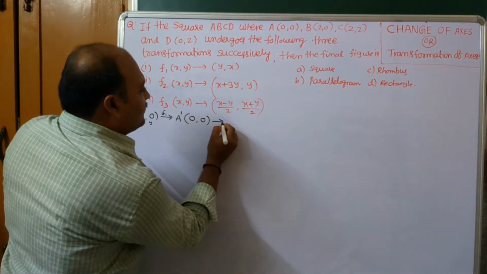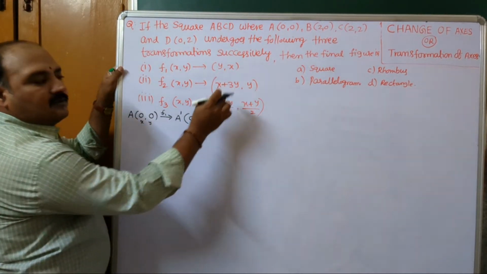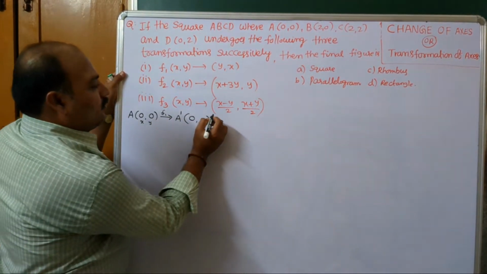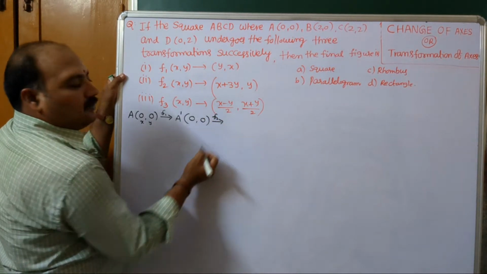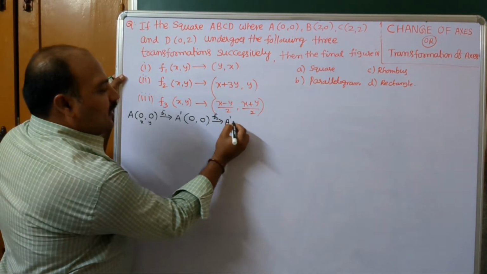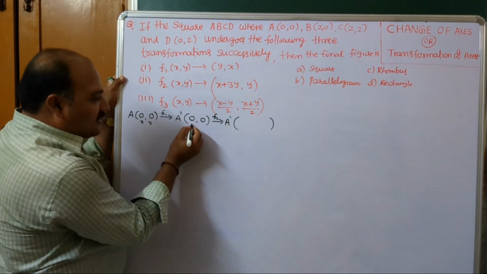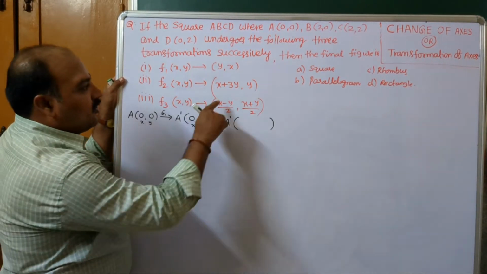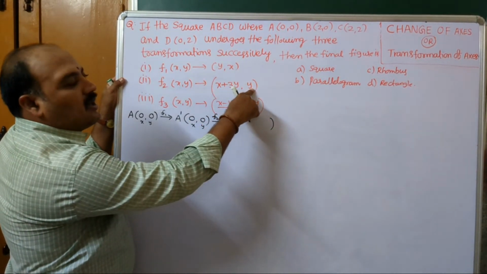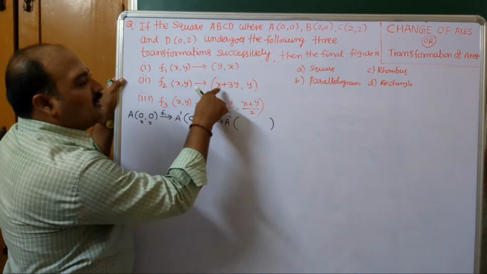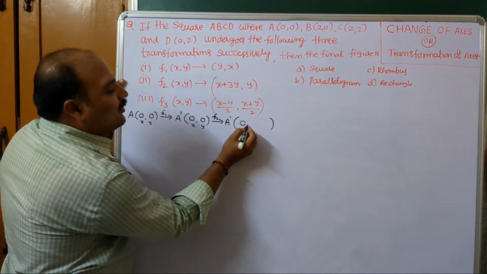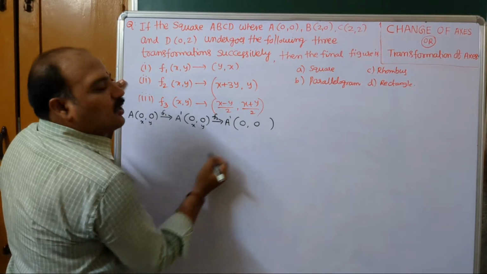Next for this, you need to apply F2. F2 you can apply. So A dash becomes, now this is x, this is y, x plus 3y comma y. Both are 0, means x plus 3y is also 0. Y value is also 0.